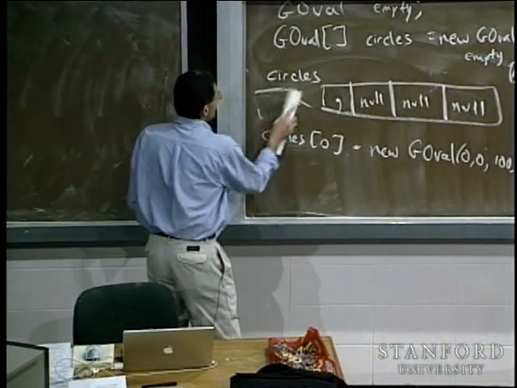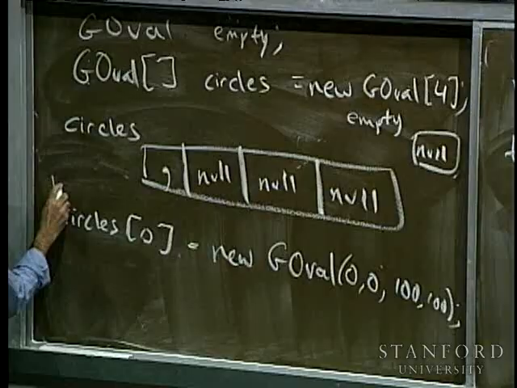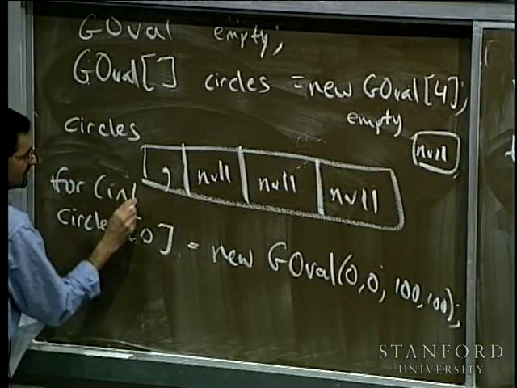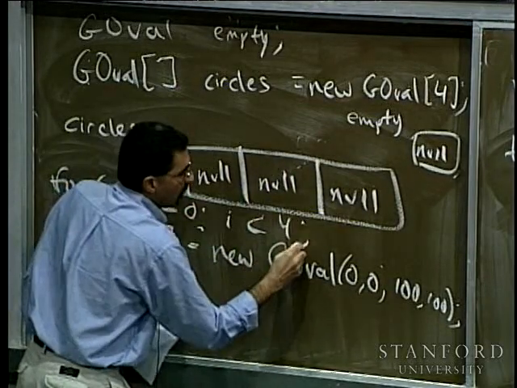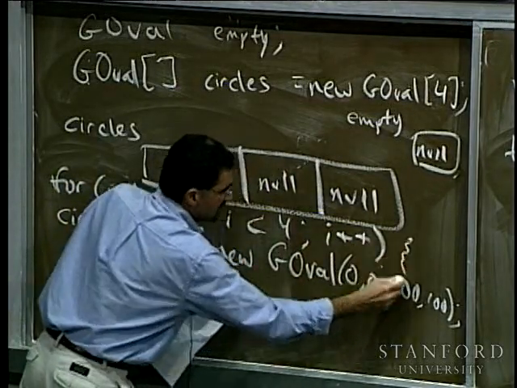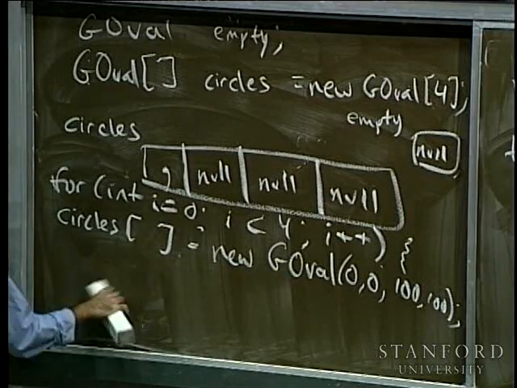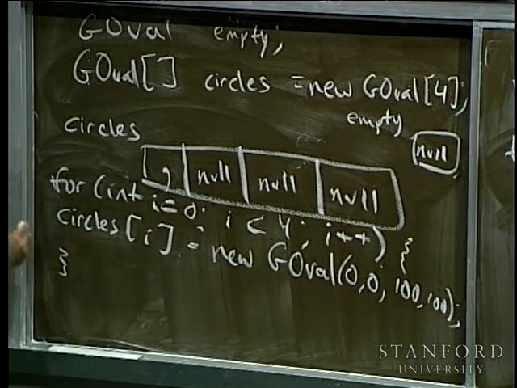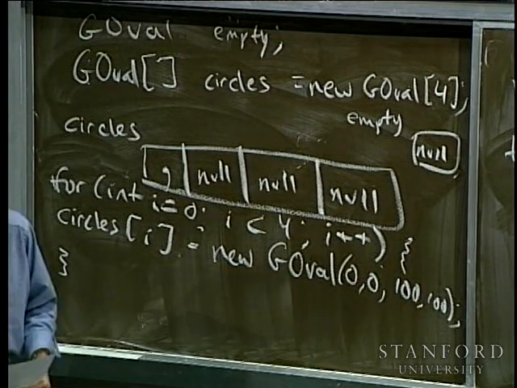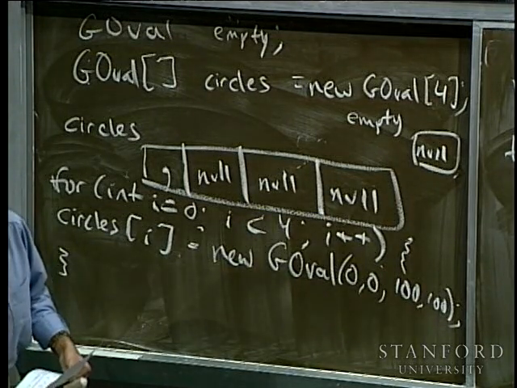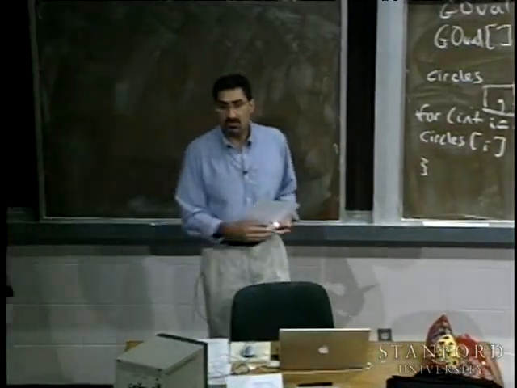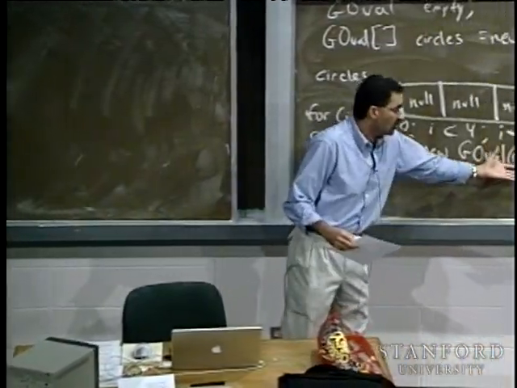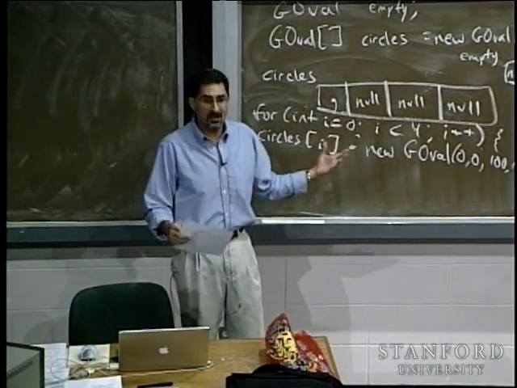So let me erase this, and I will just put in one extra line up here. For int i equals 0, i less than, in this case, 4, i plus plus, circles sub i equals new GOval. So that's the beauty of arrays, right, is the fact that you can use them with objects just in the same way you could do them with ints. And so you can go through and, for example, construct all your objects, and now you've created a whole, all these ovals are the same size, right?